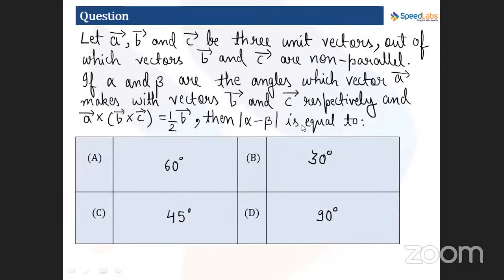Let vector A, vector B and vector C be 3 unit vectors, out of which vectors B and C are non-parallel. If alpha and beta are the angles which vector A makes with vectors B and C respectively, and A cross (B cross C) equal to half B vector, then you have to find the modulus of alpha minus beta. You have 2 minutes to solve this question. This is also a previous year JEE Mains question.